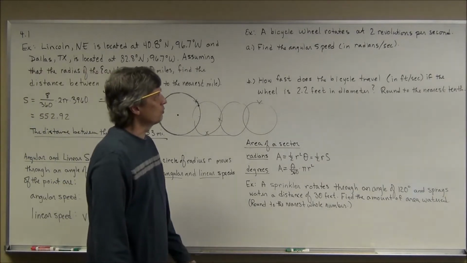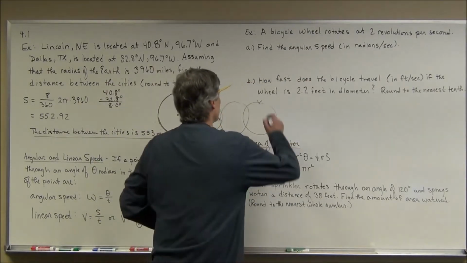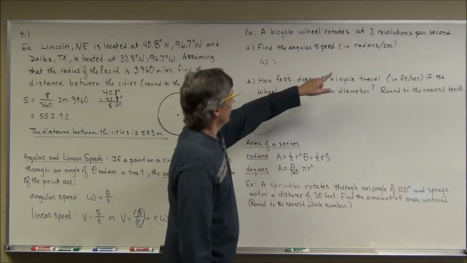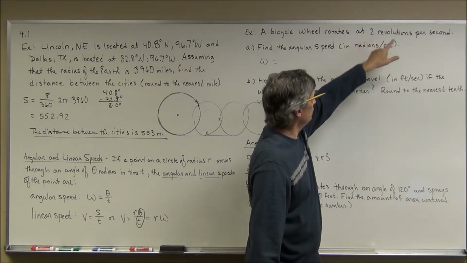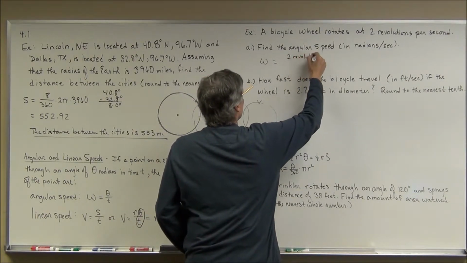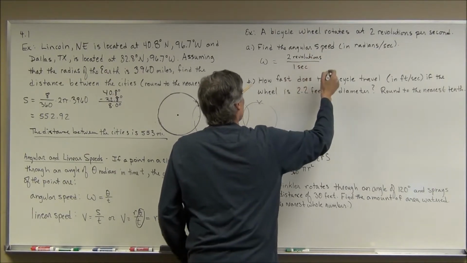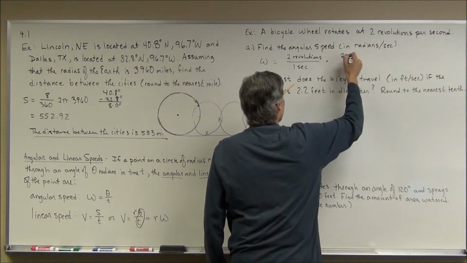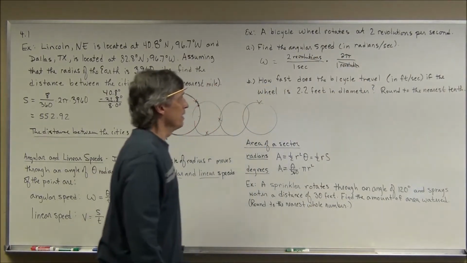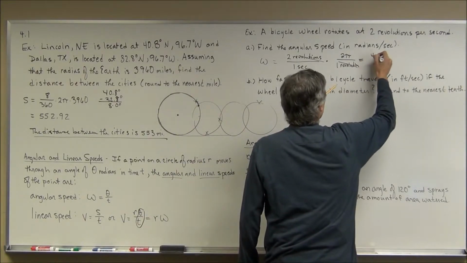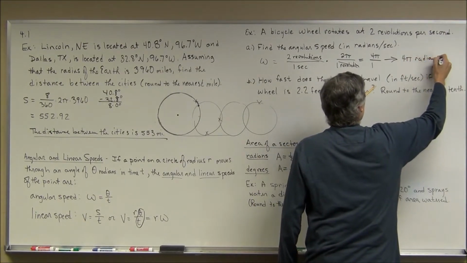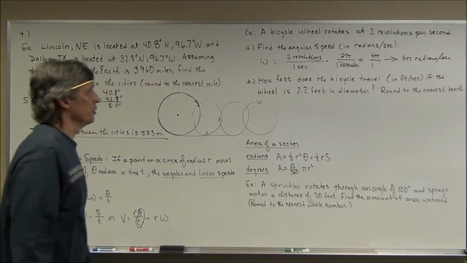The bicycle wheel rotates at 2 revolutions per second. We're going to find the angular speed, which is omega, equal to our angle in radians divided by our time. Well, if we're looking to get our answer in radians per second, we have to change 2 revolutions into radians. So we have 2 revolutions in 1 second, and we know that 2 pi is 1 revolution. So with a little dimensional analysis, we have 4 pi radians in 1 second, or 4 pi radians per second. And that would be considered the angular speed.